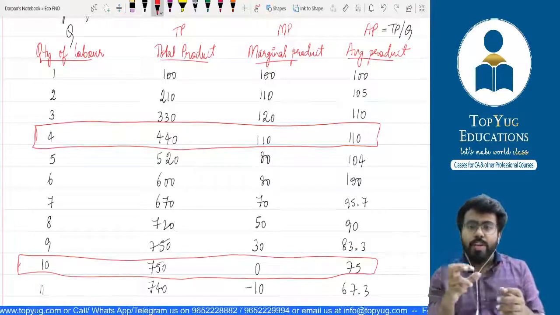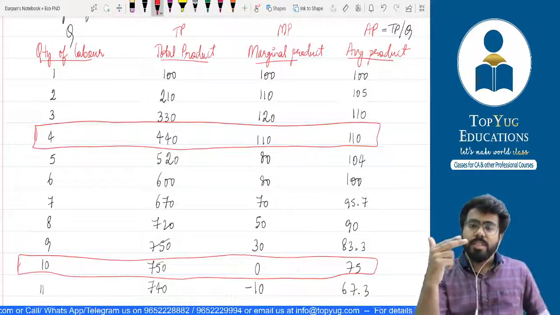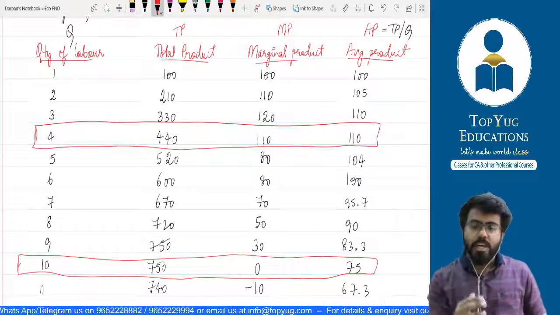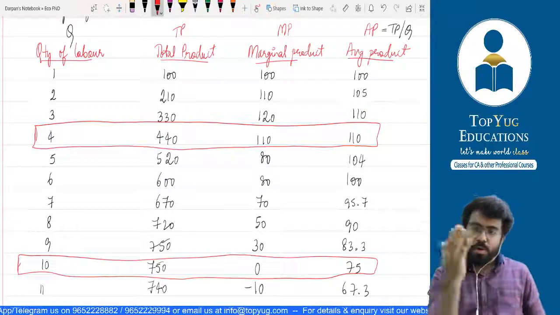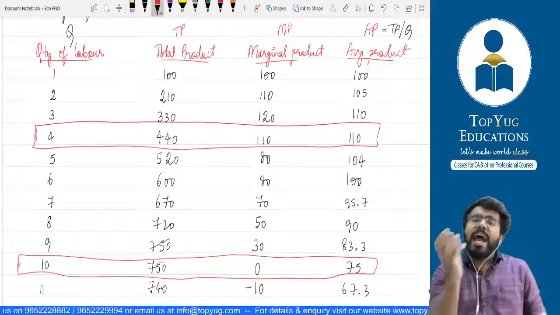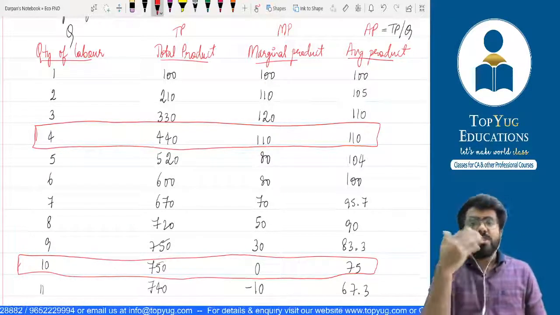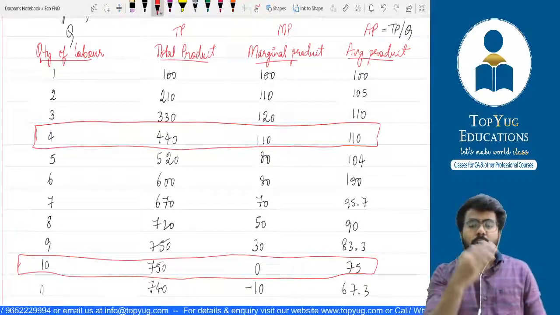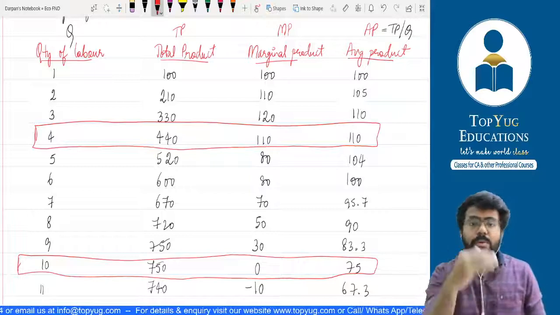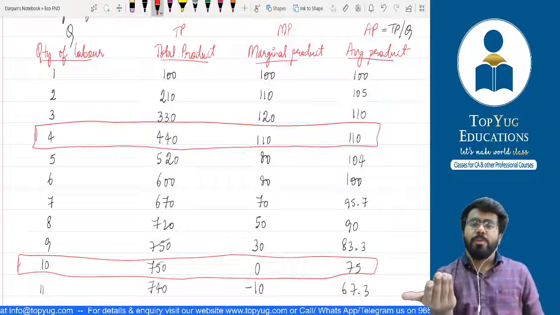How is total product changing? It is changing only by marginal product. First thing was 100. What is the next thing? Next, you've come to 210 by adding marginal product to it, right? So total product will also be in the same trend as marginal product. You're adding marginal product to it, so when marginal product is increasing, total product will also increase at an increasing rate. Correct? What is this rate? This rate is nothing but marginal product.